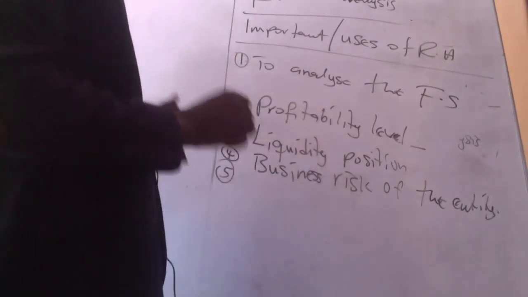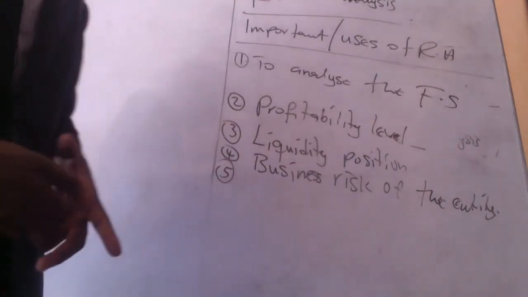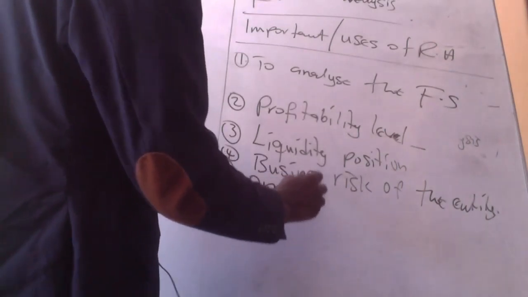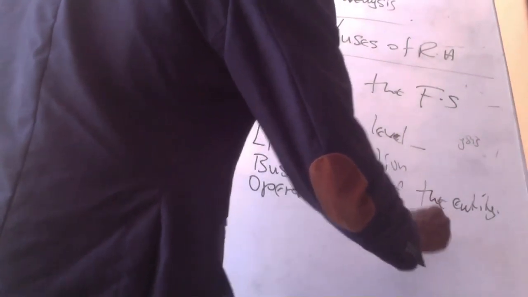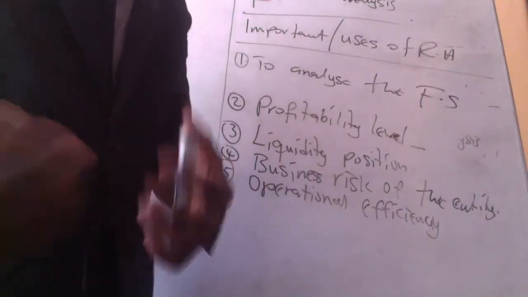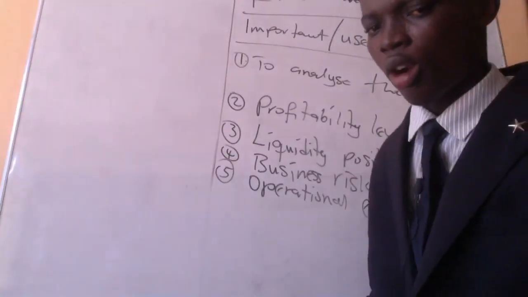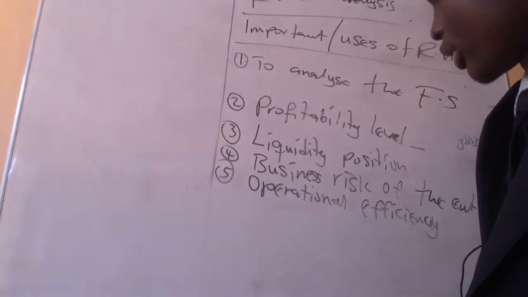Now the ratio analysis will help us to know the operational efficiency. Operational what? Efficiency, I like that term. Operational efficiency of the organization: how efficiently the company is utilizing the resources at its disposal to generate enough sales revenue for its operations or activities. So that's operating efficiency. Good.